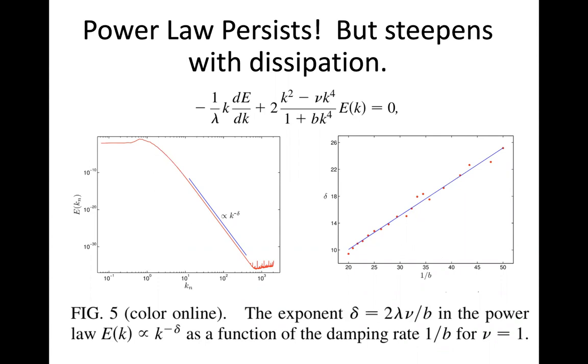So roughly speaking, we think this is a good paradigm for cascades and power law spectra in this fusion turbulence. You can get any number of scaling exponents on your spectrum, depending on what dissipation level or what energy injection level you have spanning your scale range.